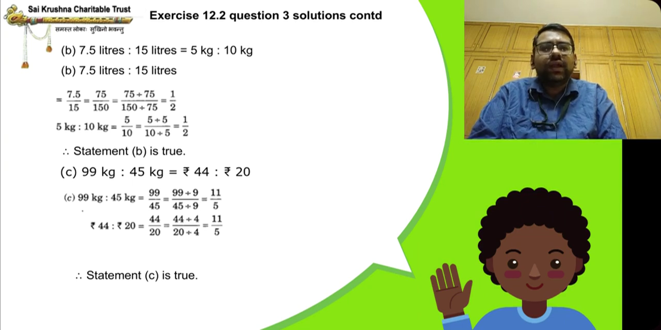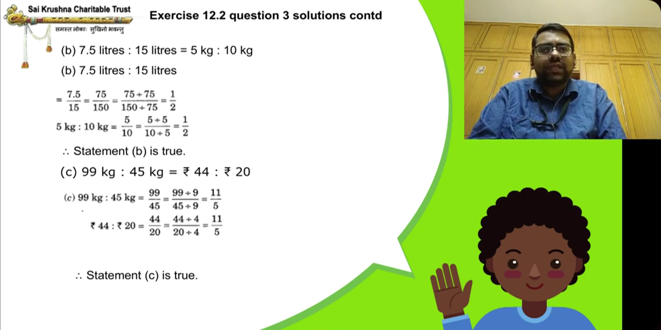99 kg is to 45 kg equal to 44 rupees is to 20 rupees. 99 is to 45 can be written in fraction as 99 by 45. We'll divide 99 and 45 by 9. Why? Because 9 is the HCF of 99 and 45. We'll get 11 by 5.